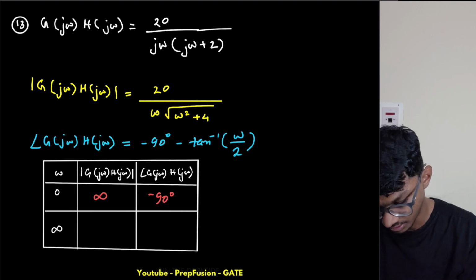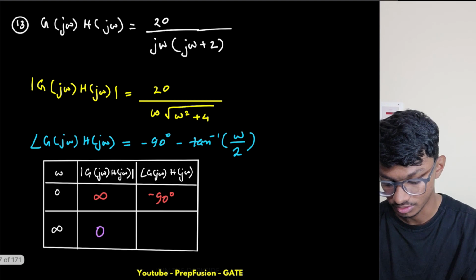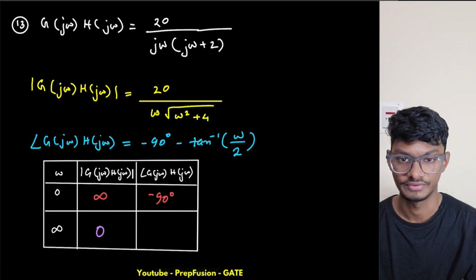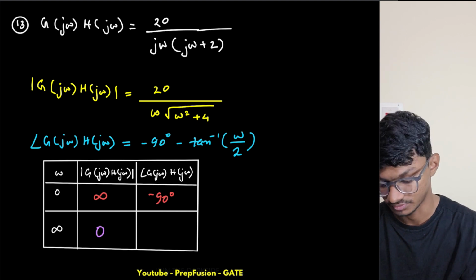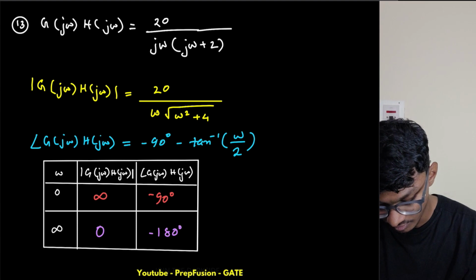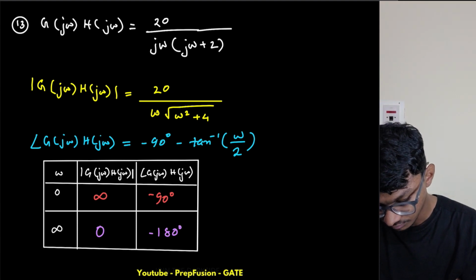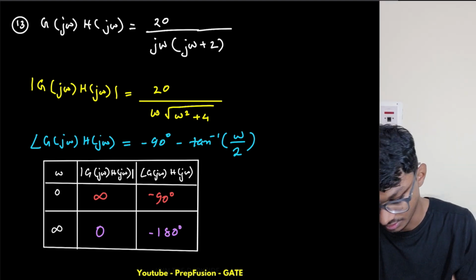And what about as omega goes to infinity? The magnitude goes to 0. And the phase angle: this is contributing another 90, so minus 90 minus 90, which is minus 180. So what can I say from here? Definitely I can say that omega gc will exist.